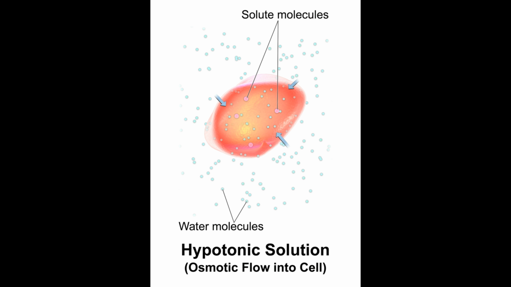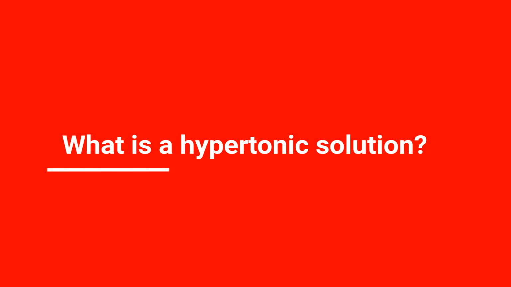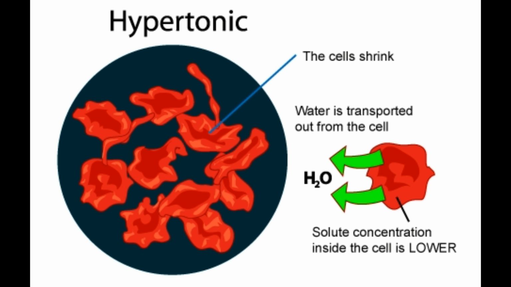Hypotonic solution is defined by a higher concentration of water and a lower concentration of solute, where the water is transported into the cell, and the cells inflate and eventually burst. Hypertonic solution is defined by a higher concentration of solute and a lower concentration of water, where the water is transported out from the cell and the cells shrink.